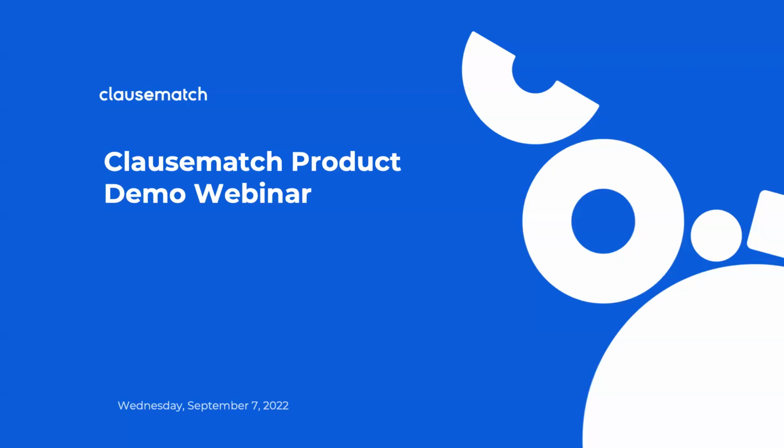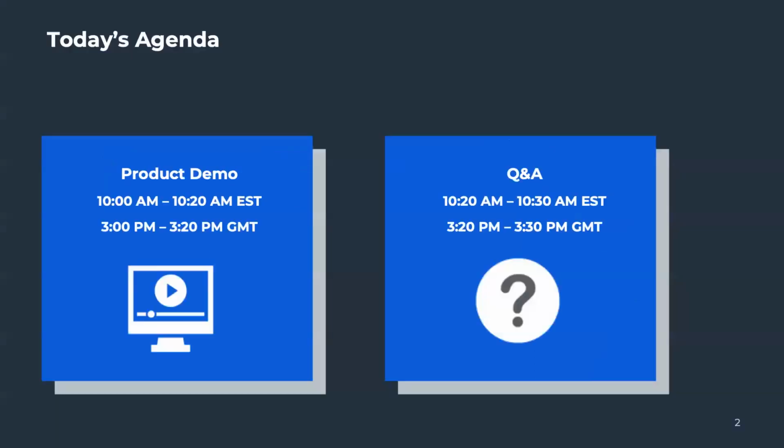So with that, I want to quickly run through today's agenda. For our product demo, it's going to take approximately 20 minutes, followed by a Q&A for around 10 minutes. If you have any questions, please put them in the Q&A box. Otherwise, if you have any audio issues or anything else that you want to address, you can put them in the chat box.